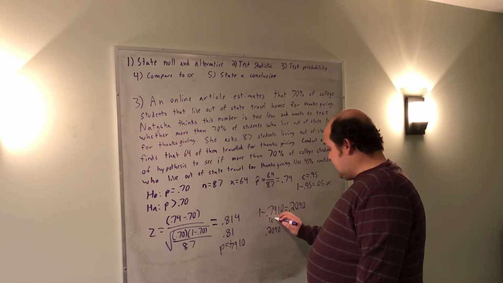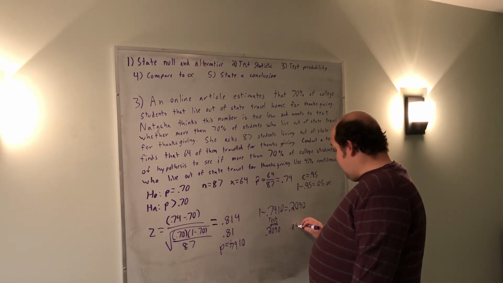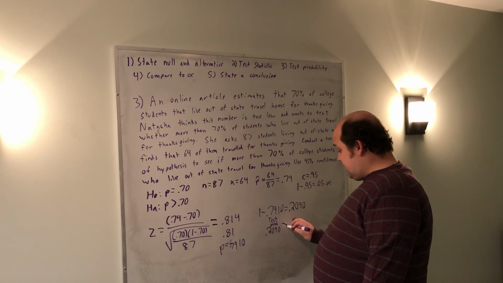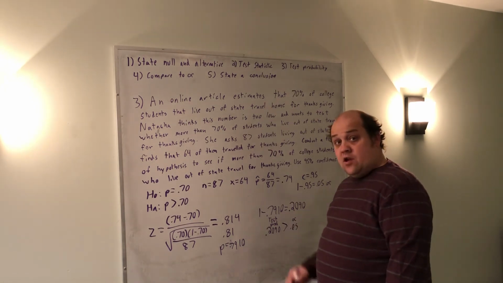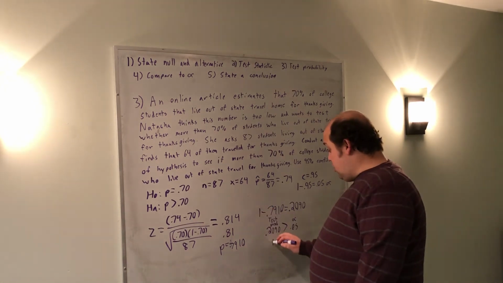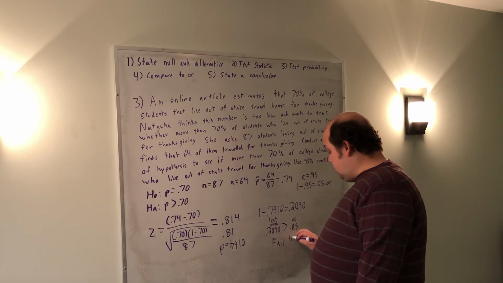Now that I have that test probability, I need to compare it to alpha. 0.2090 is my test prob. Alpha is 0.05. In this case, my test probability is greater than alpha. When your test probability is larger, you fail to reject.